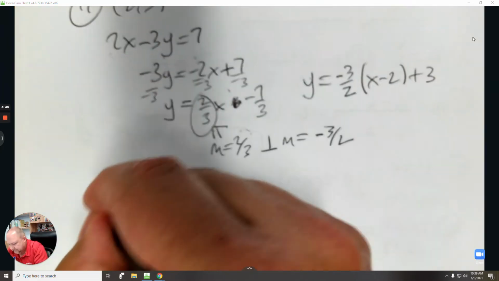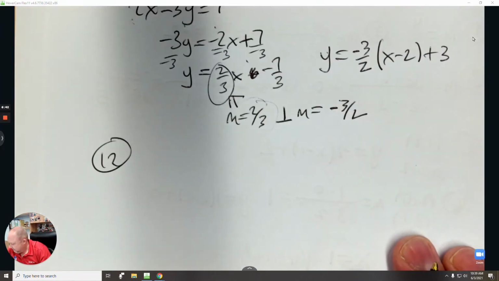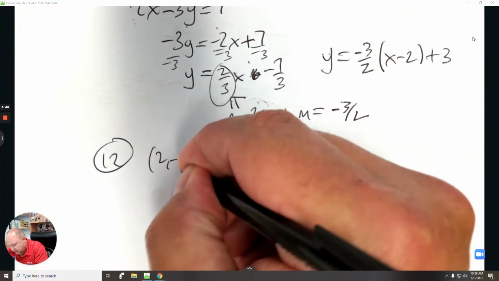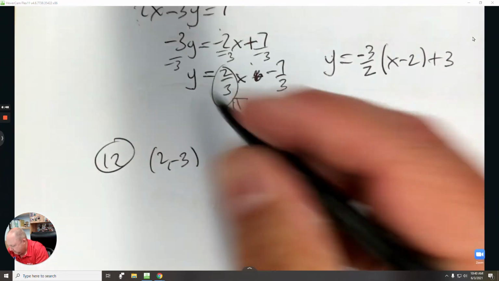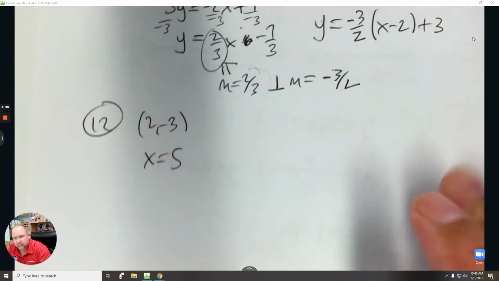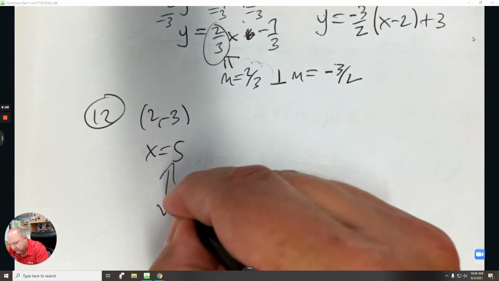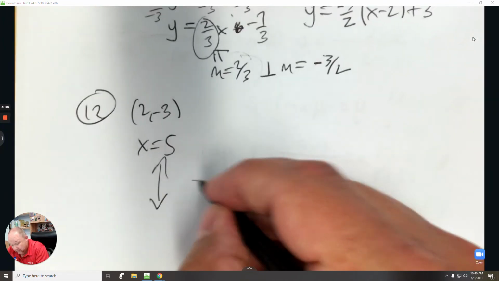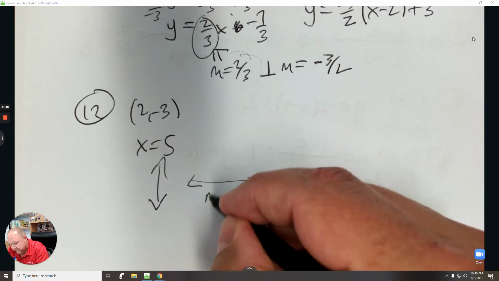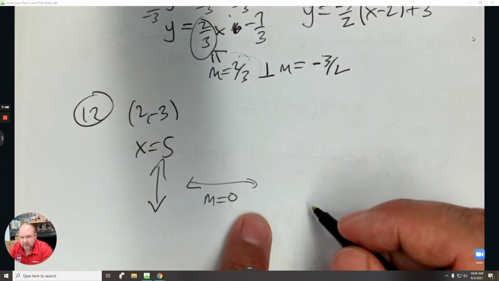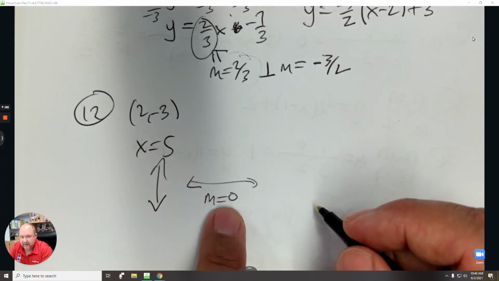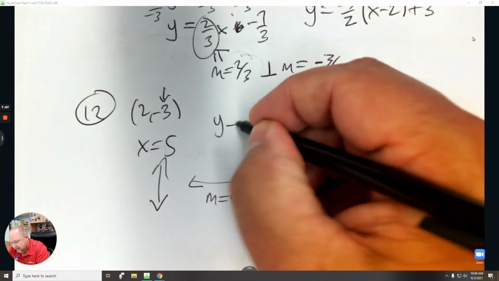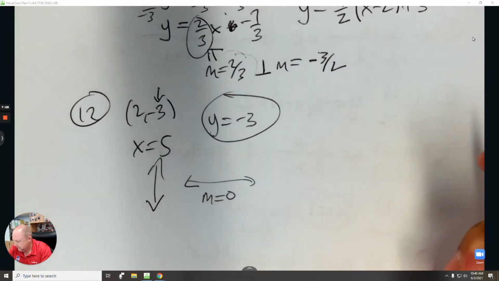Number 12. In number 12, again, you're given a point and a perpendicular. Now, x equals 5 is a vertical line. So perpendicular to that would be a horizontal line, which means the perpendicular slope is going to be 0. Understanding this, through this point I only need the y coordinate, and the answer is y equals negative 3.